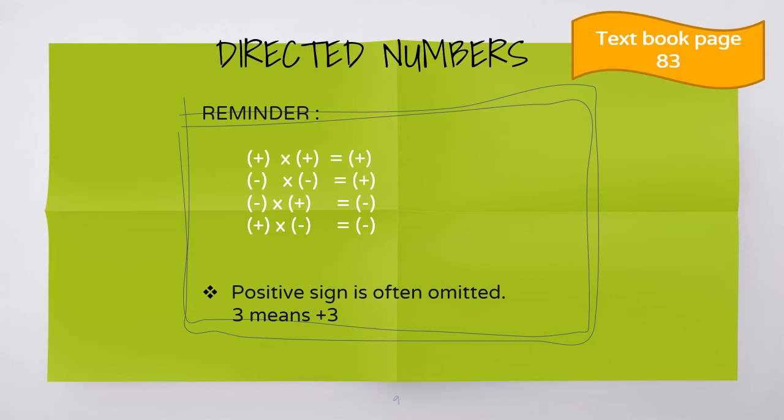But if we are multiplying 2 different symbols, negative and positive, or positive and negative, the answer is coming up with negative. So in positive numbers, positive sign is often omitted. That means the 3 means positive 3, 4 means positive 4. Keep these things in your mind. And then you can complete exercise 6F 1 to 10.